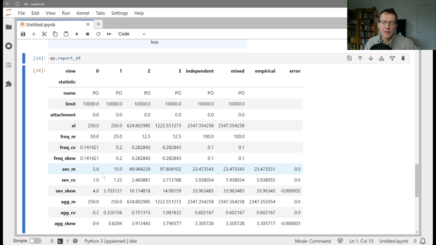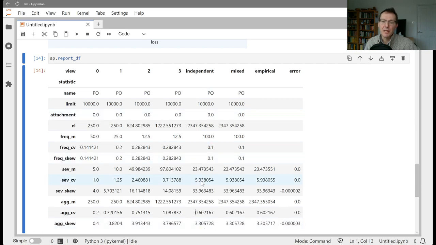The severities are 5 and 10, so this is 5,000 and 10,000. The $10 million limit is not impacting these at all. This was 50,000, is slightly truncated by the limit. This was 100,000 with the biggest CV, and we're seeing a sort of 2% reduction there because of the limit. And then the blended severity, 2347, and then the aggregate loss coming out, 2347 with the 100 claims. And then the aggregate CV, we've already seen about 60%, skewness 3%.